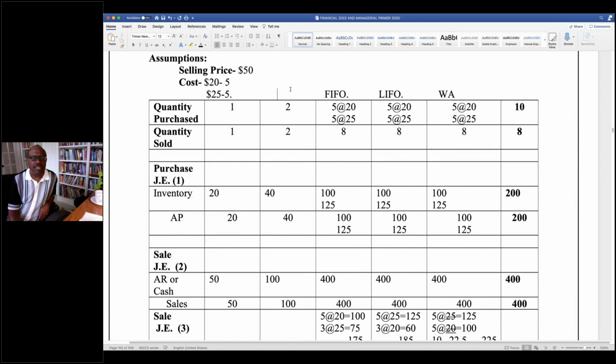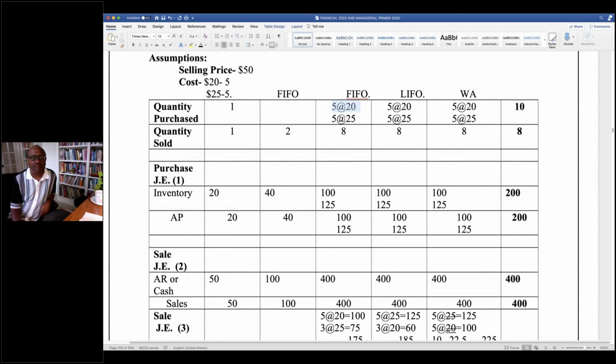So I just gave you a little taste, but we're going back to FIFO. And we're still in this situation. Let me delete this, and see if I can copy it and paste it here.